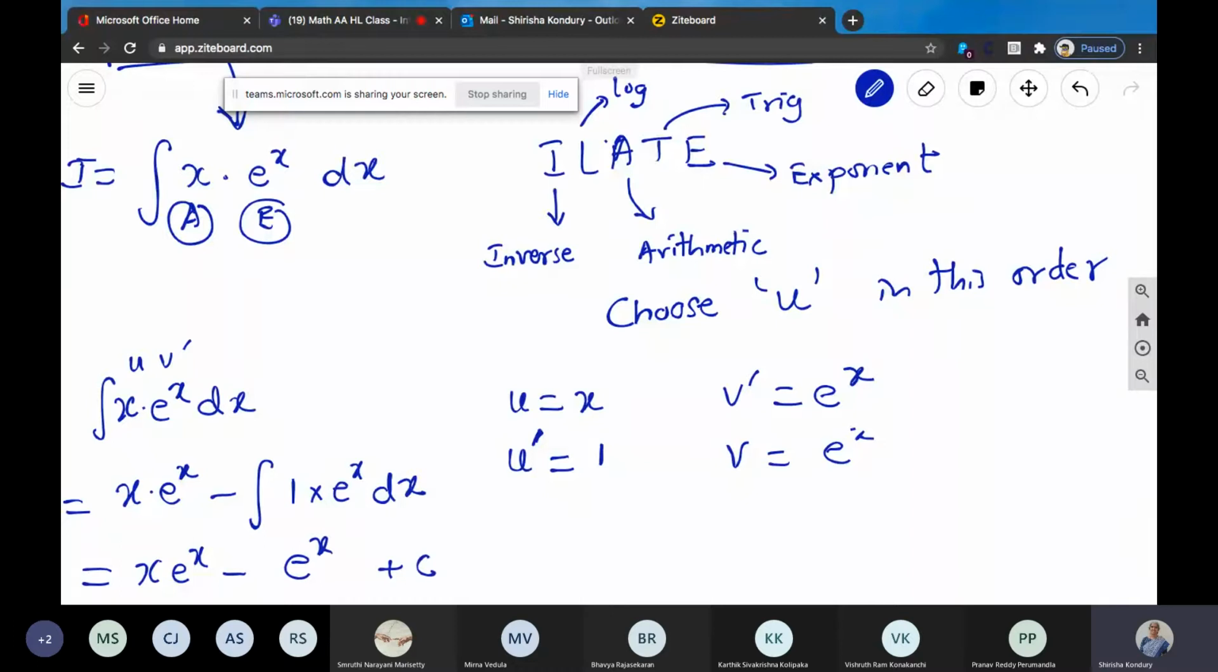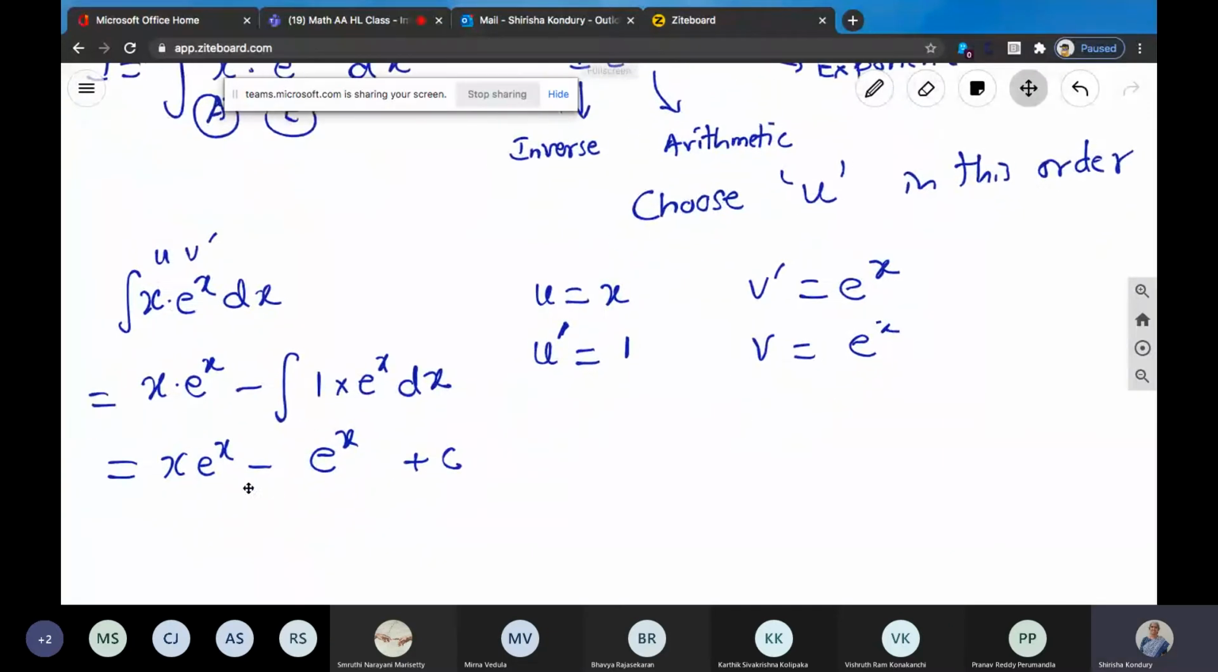I didn't have a plus c in my formula because I left it in the integral form. I'm saying integral of u v dash is uv minus integral of u dash v. So that's my final answer. If you want to check, did I do it correct? Differentiate this and see if you go back.